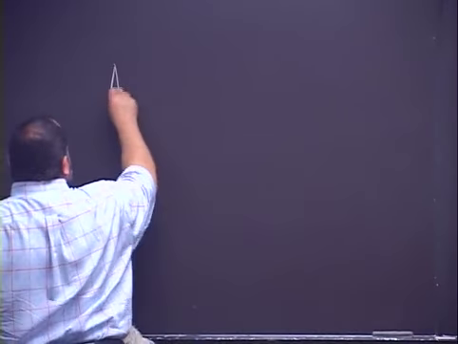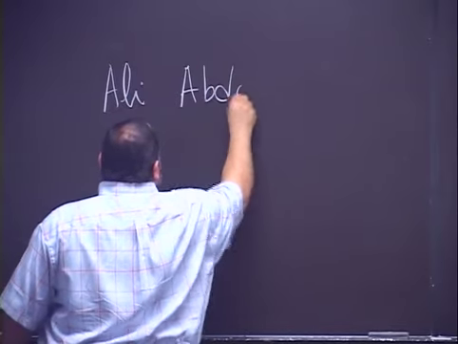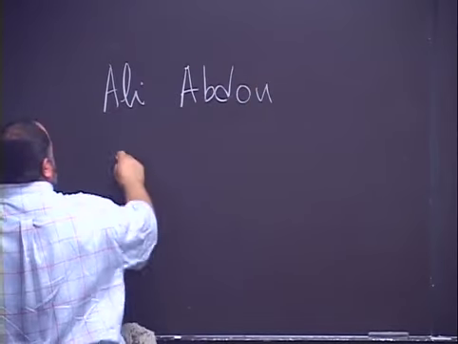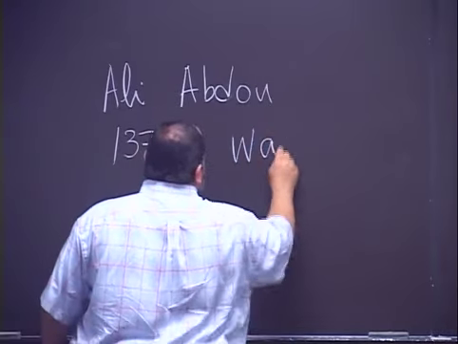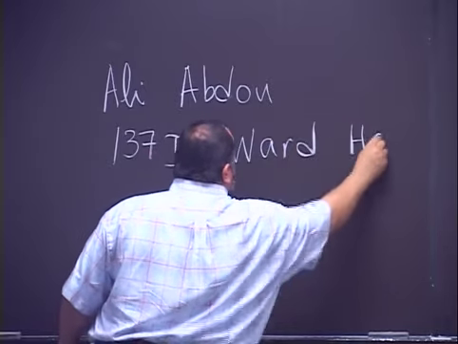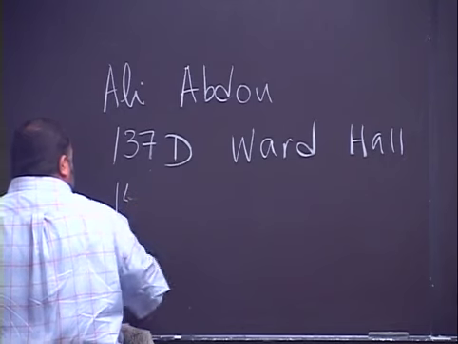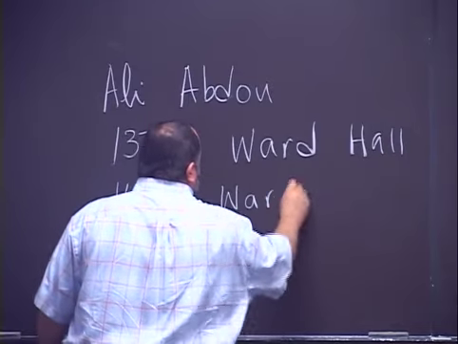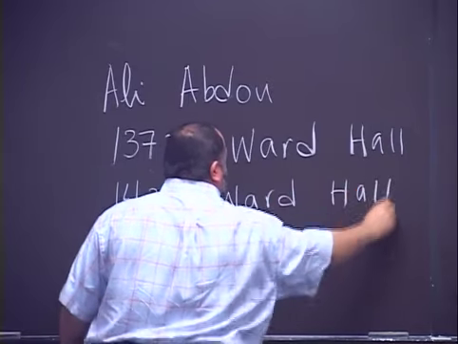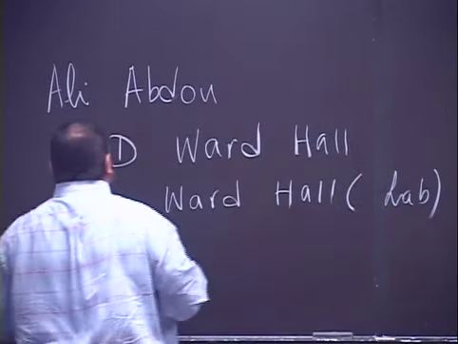So my name is Ali, and my last name is Abdou, A-B-D-O-U. You can reach me at 137 D Ward Hall. If you cannot find me at this location, I am also in 142 Ward Hall, and this is my lab. So you can ask my students if you cannot reach me, for example.